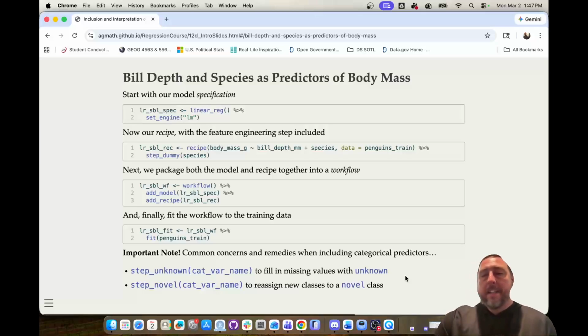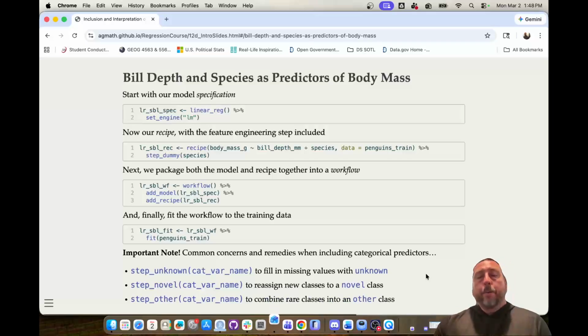It also could be the case that you encounter a record or an observation where the category that it belongs to is new. That category was unseen during training time. If that happens, your model will crash because it doesn't know how to handle that new category. So you can use step_novel with your categorical variable name, so species here, to reassign new classes into an umbrella class called novel. Hey, this is something I haven't seen before.